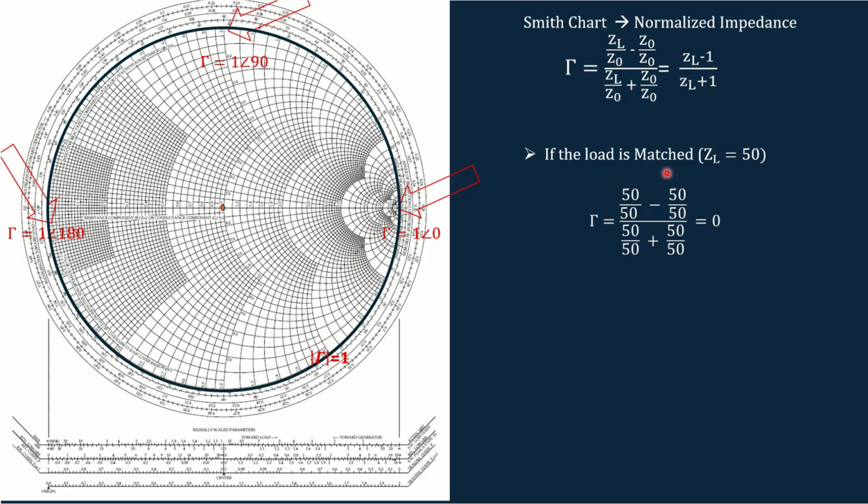And if you consider the match, that is ZL equal to 50, which is the same as the characteristic impedance, we can see that the reflection coefficient is 0. So this is our matched position. Here the reflection coefficient is 0, and that means the reflection is minimum here, and the reflection is maximum on the outer circle.